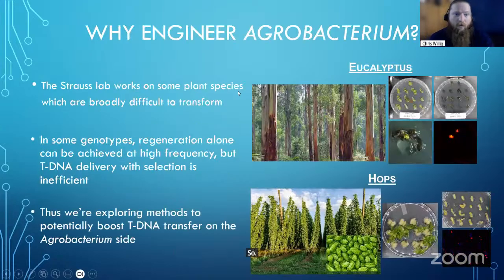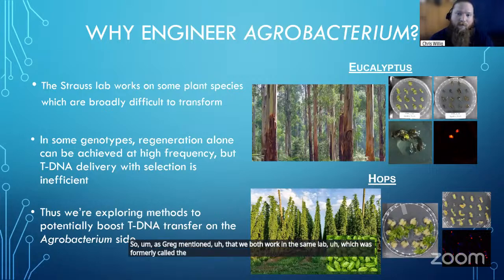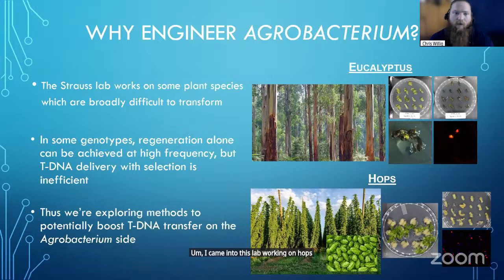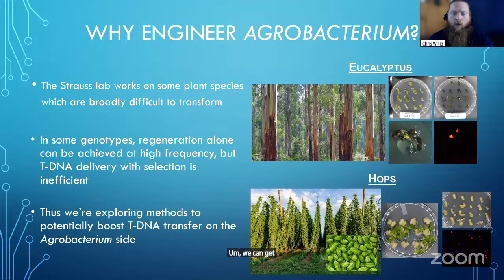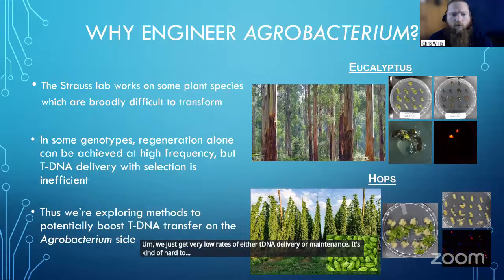So, as Greg mentioned, we both work in the same lab, which was formerly called the Forest Biotechnology Lab, so very tree focused. I came into this lab working on hops, a specialty Pacific Northwest crop. And for a couple of tree species, Greg mentioned eucalyptus as well as hops, we can get in tissue culture, by changing the plant growth regulators, pretty good rates of regeneration. But when we add in transformation with Agrobacterium along with selection, we just get very low rates of either tDNA delivery or maintenance. It's kind of hard to tear those apart.